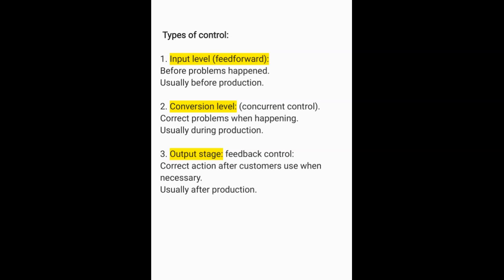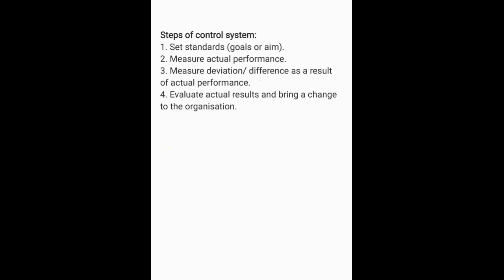Then, types of control. Very important. Know them in detail. Input level, we call it feedforward. The manager can anticipate or figure out a problem before it happens. Then we have conversion level, concurrent control, we call it, to correct the problem during the process or during the production. Output level, which is feedback control after use of the product.